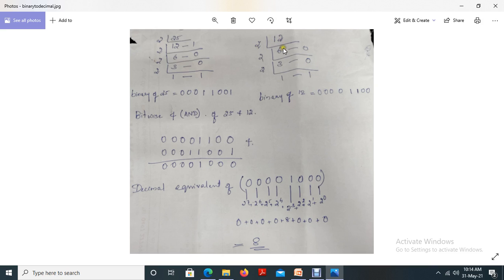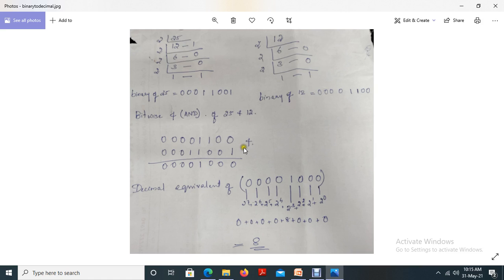So 12 divided by 2, 6, remainder 0. 6 divided by 2, 3, remainder 0. Then 3 divided by 2, so 1 and remainder 1. We will take from top to the bottom, so 0 0 1 1. So the remaining 4 bits are empty, so we have to fill these positions with zeros.